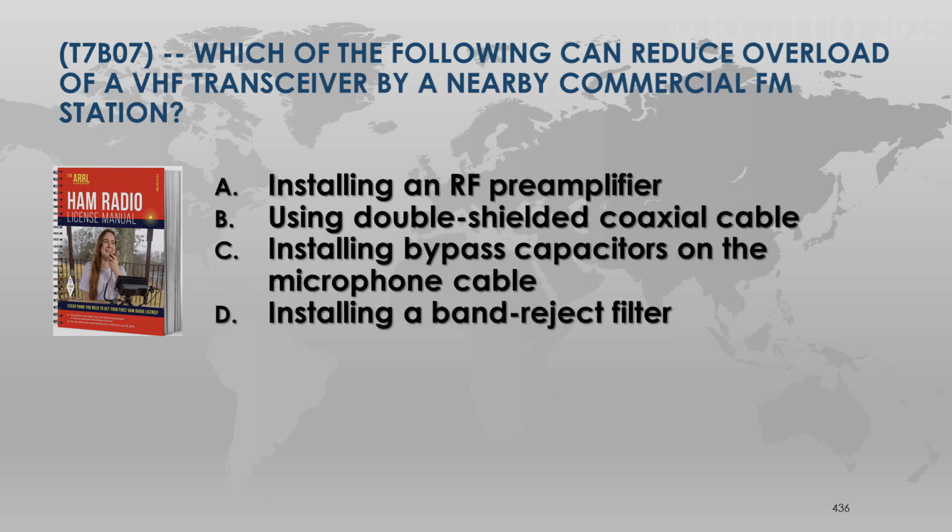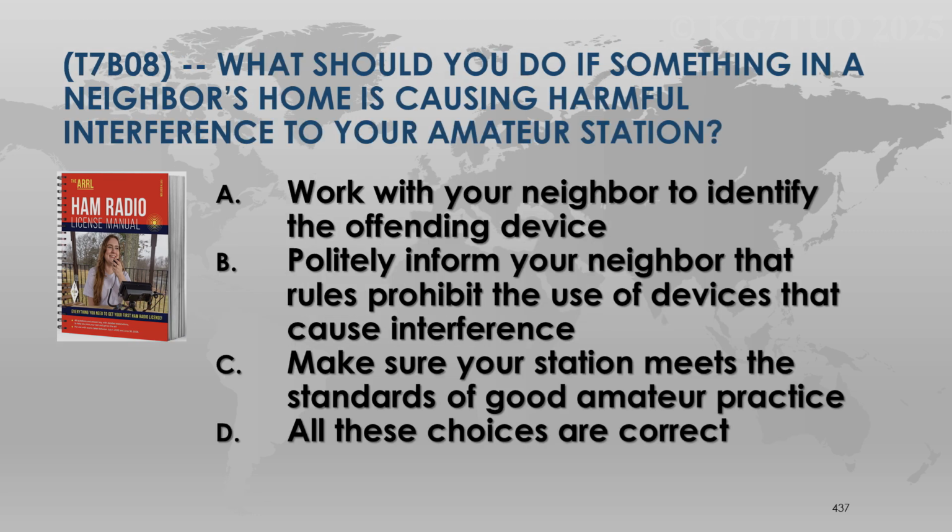Okay, which of the following can reduce overload of a VHF transceiver by a nearby commercial FM station? Let's see, reduce overload of your transceiver by a nearby commercial FM. Delta. Installing a band reject filter. What should you do if something in a neighbor's home is causing harmful interference to your amateur station? Delta.